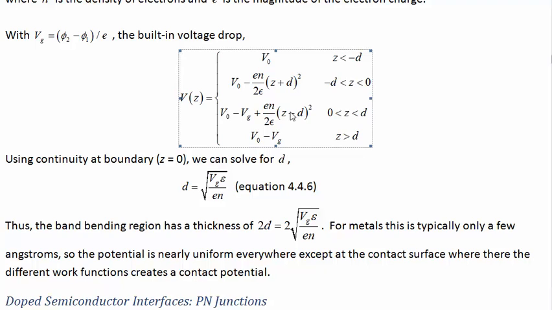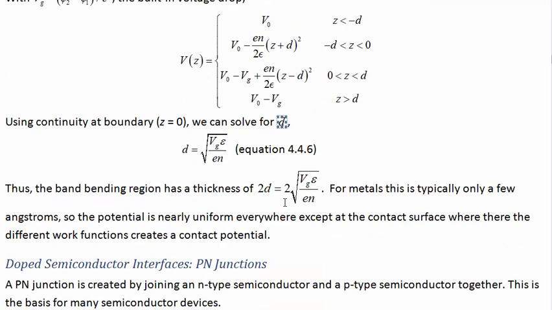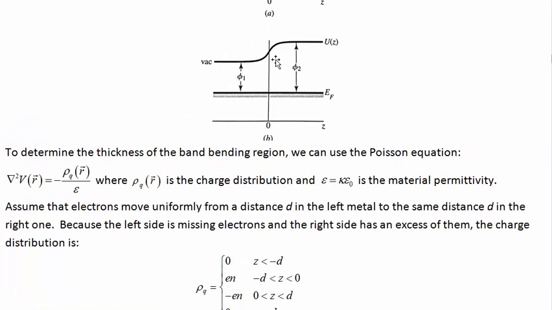Now, by asserting that the boundary is continuous, that the potential doesn't jump at any point across this junction, we can calculate how big this distance is, this distance of missing electrons and extra electrons that has a bend in the energy band. So how big is this really for a metal? Substituting in our numbers here, we find that it's only actually a few angstroms for a metal, so the potential energy is nearly uniform everywhere except at the contact surface, where there's this contact potential created by the difference in work functions.